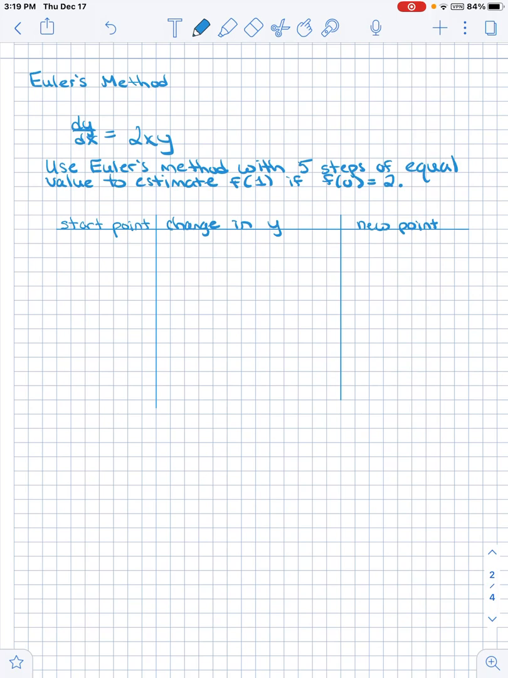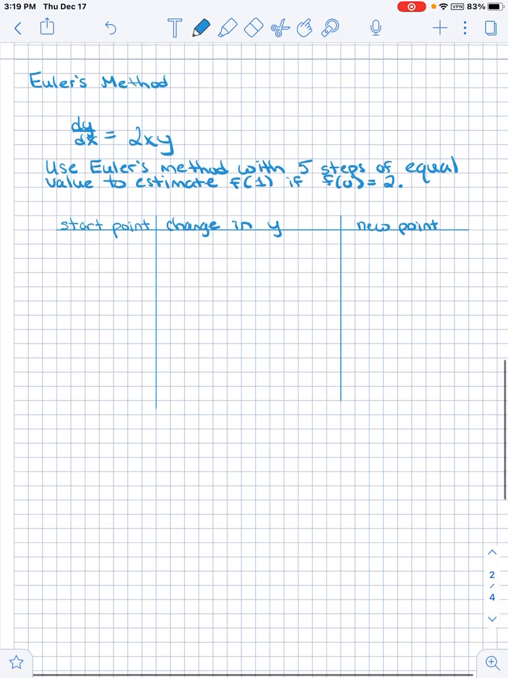Use Euler's method with 5 steps of equal value to estimate f of 1 if we know that f of 0 is equal to 2. That was the initial condition that was given above. So our starting point is (0, 2), and we want to take 5 steps to get to f of 1.